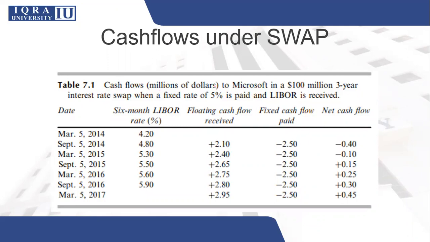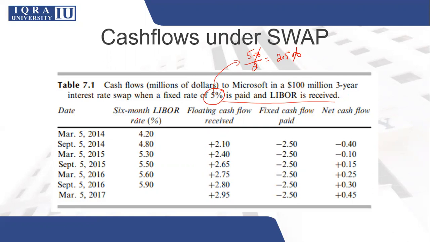So this shows the cash flow in millions of dollars to Microsoft in a $100 million 3-year interest rate swap when a fixed rate of 5% is paid and LIBOR is received. So we're thinking of it from the view of Microsoft. Microsoft is the fixed rate payer, so it's going to always pay 5%. And 5% is the annual rate. If you convert it into a semi-annual rate, 5% divided by 2, that would mean 2.5%. So in each 6-month period, Microsoft is going to pay 2.5% and it's going to receive whatever the LIBOR is at that time.